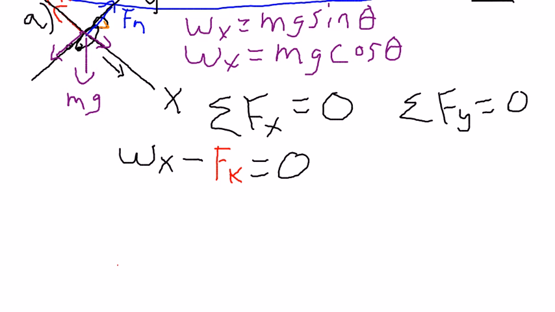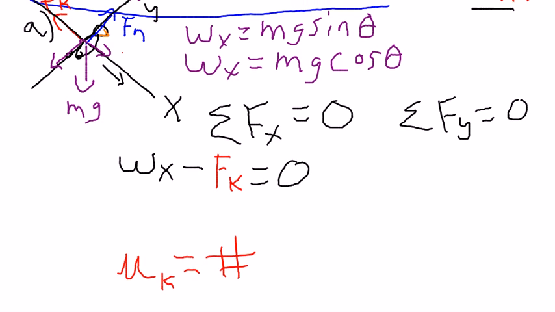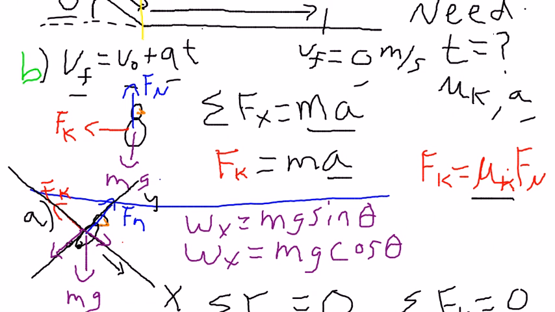So I'm not going to solve it all for you guys, but you should be able to use part A to find the coefficient of kinetic friction, get some number for that, and then from there you can go back up and use your information in this first part to find your acceleration, and then once you have your acceleration, you can use equations of motion to find time.